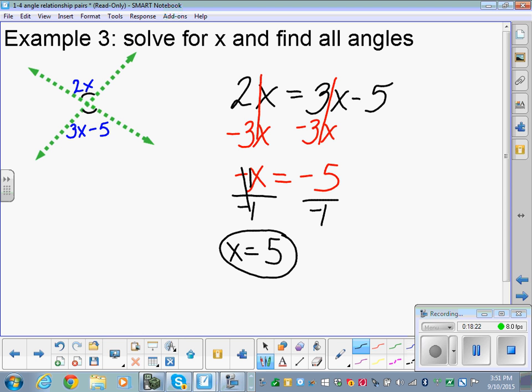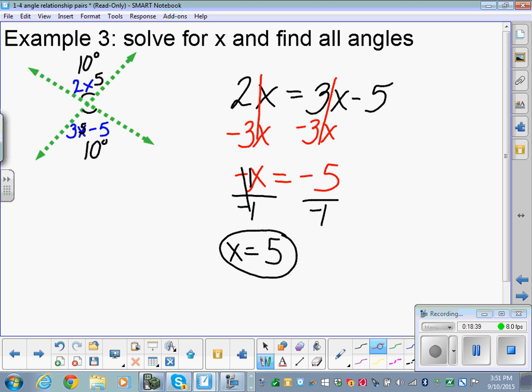We can plug that in to find the actual angle. So 2 times x is 5, so 2 times 5 is 10. Well, if that's 10 degrees, then its vertical angle is also 10 degrees. Now you could check to make sure you did it right. If you plug in a 5 here, we'll have 3 times 5, which is 15, minus 5, which is 10.